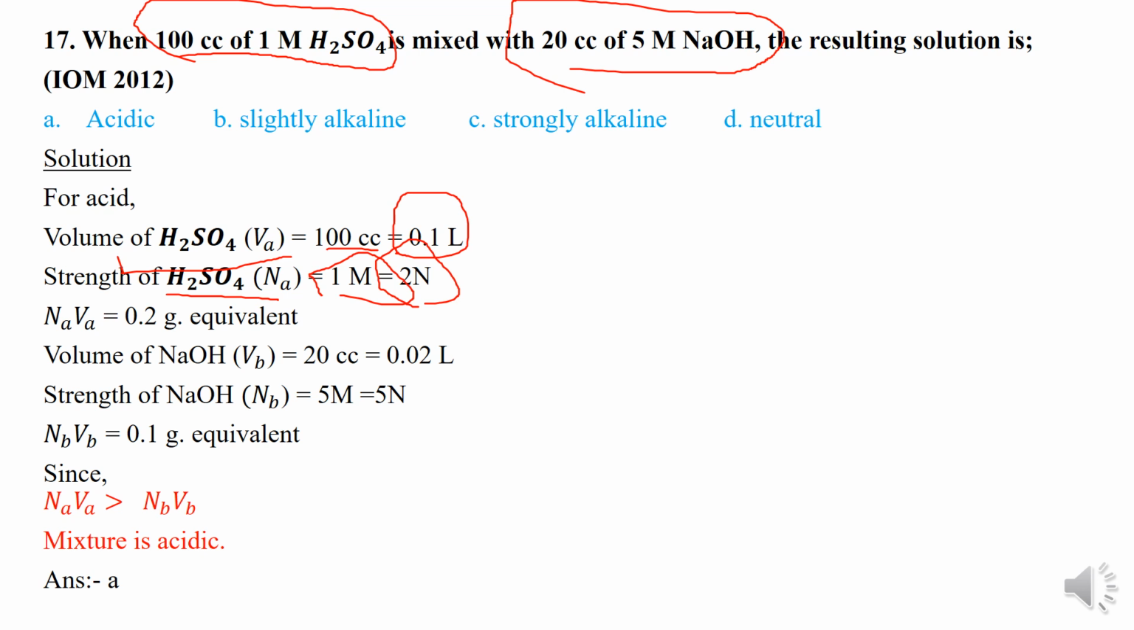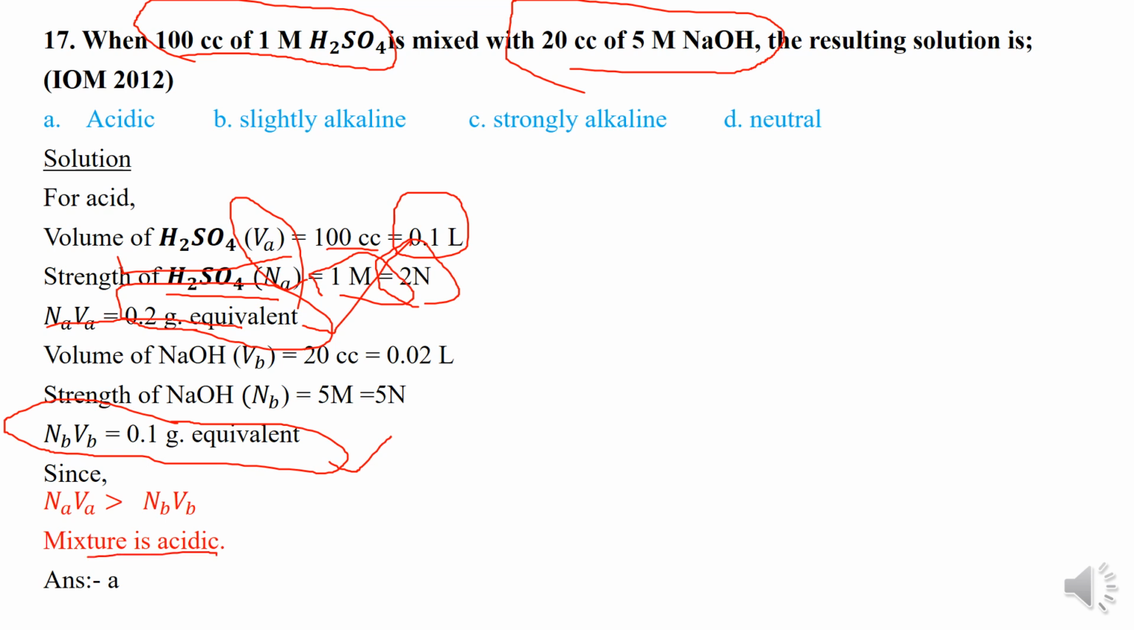Then Na into Va, right? Na into Va gives the number of gram equivalent, that is 0.2 gram equivalent. In a similar manner, the number of gram equivalent for NaOH will be 0.1. Then we have to compare the number of gram equivalent between these two cases, that is acid and base. So the number of gram equivalent of acid is greater than that of base, so the mixture will be acidic, right?